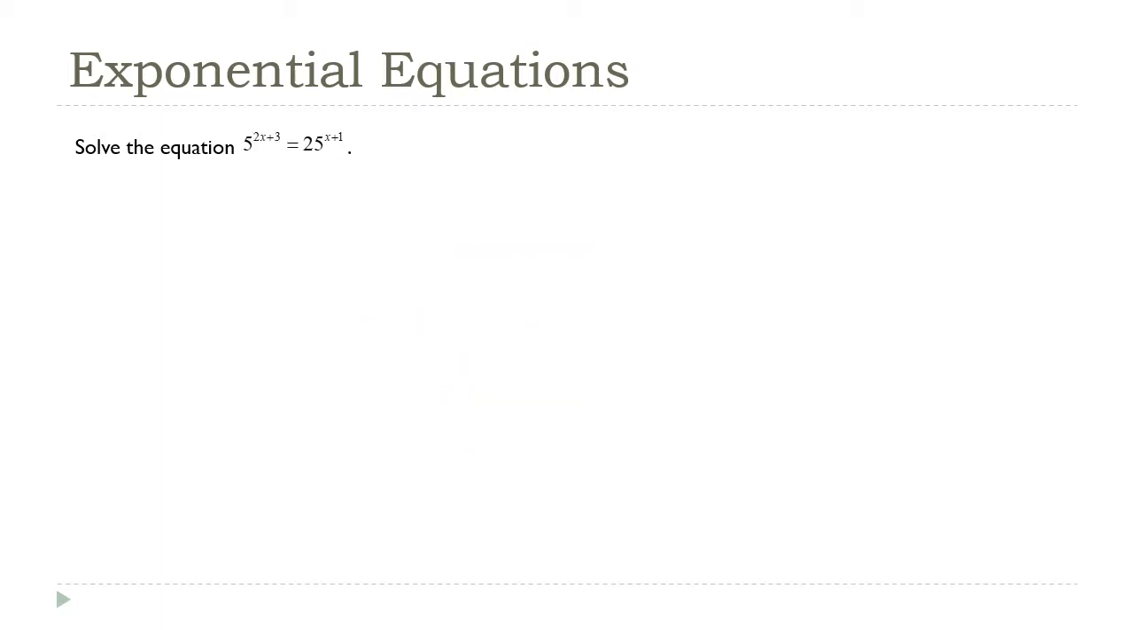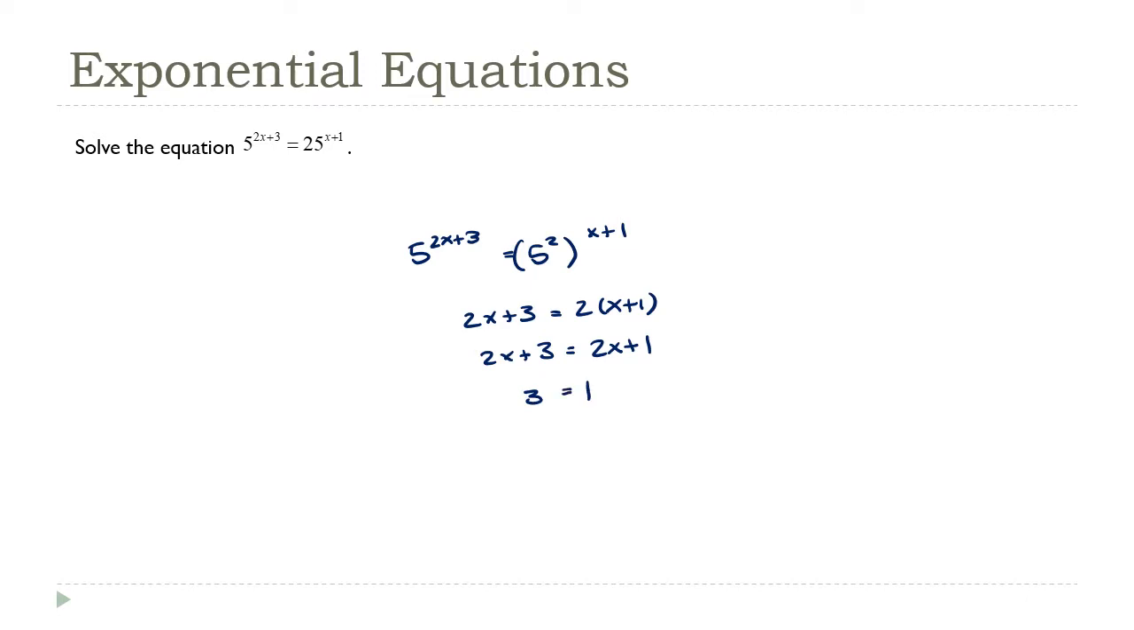All right, so I've got one more here. Let's try this one. The left side, 5 is prime. There's nothing I could do with that. So I'm going to leave the left side alone. The right side I can do something with. 25 is 5 squared. And now I can set the exponents equal. 2x plus 3 equals 2 times x plus 1. 2x plus 3 equals 2x plus 2. Subtract 2x, and I get 3 equals 1.